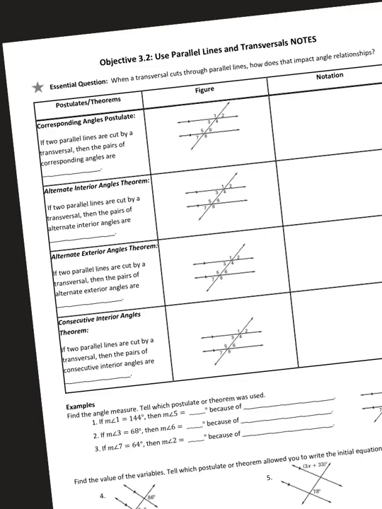Hi there, Mrs. Ortiz here, and we are going to go over Objective 3.2 for the third unit in Geometry Honors. The title of this section is Use Parallel Lines and Transversals. In the previous lesson, you learned about what a transversal is and the new angle pairs.